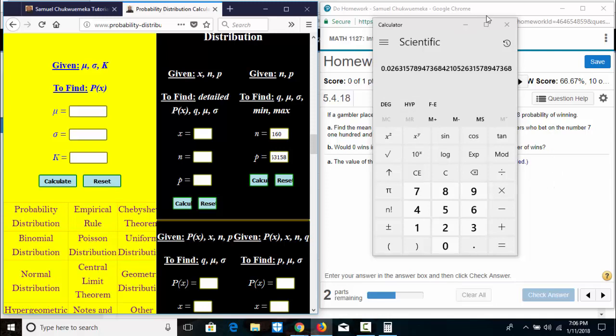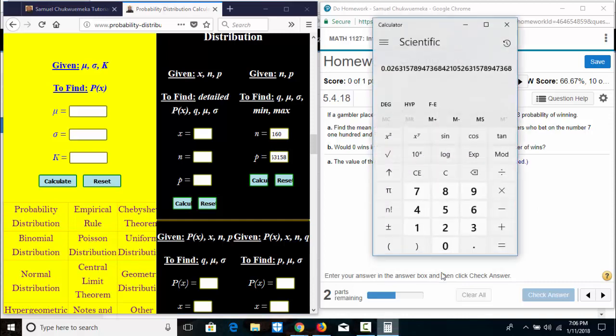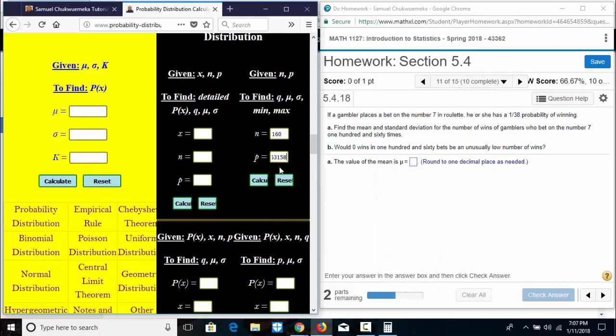Some of you might ask me why 7 decimal places. Well, the more decimal places, the better the result. Actually, if I could copy this, I would have copied the whole thing and pasted it here, 1 divided by 38. So it's always good to use as many decimal places as possible to get the actual answer.